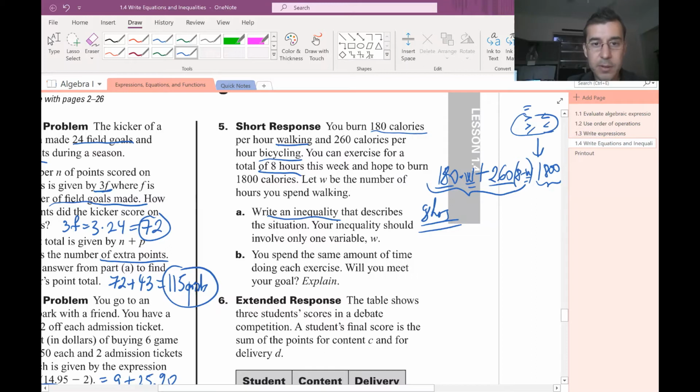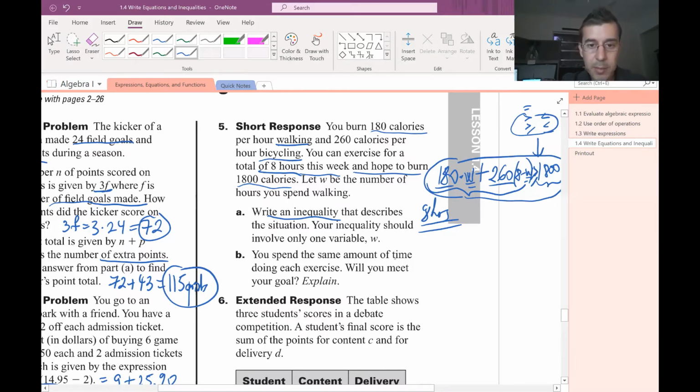And here it says you can exercise for a total of 8 hours this week and hope to burn 1,800 calories. So we're trying to burn at least 1,800 calories. If we burn more, it's even better. So the symbol here should be greater or equal to 1,800. So that's our inequality here.